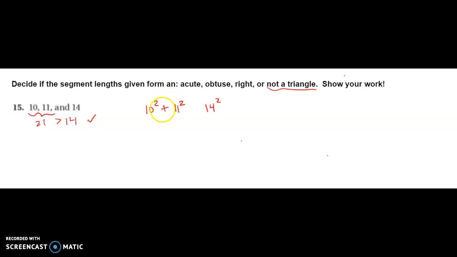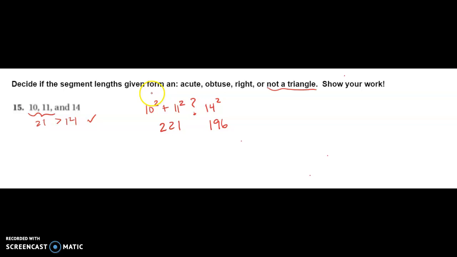So 10 squared, so we're really looking at what's the comparison between these two. 10 squared and 11 squared, that's 100 plus 121, that's 221. And 14 squared is 196, I believe. Yes, it is. All right, so 221 versus 196.